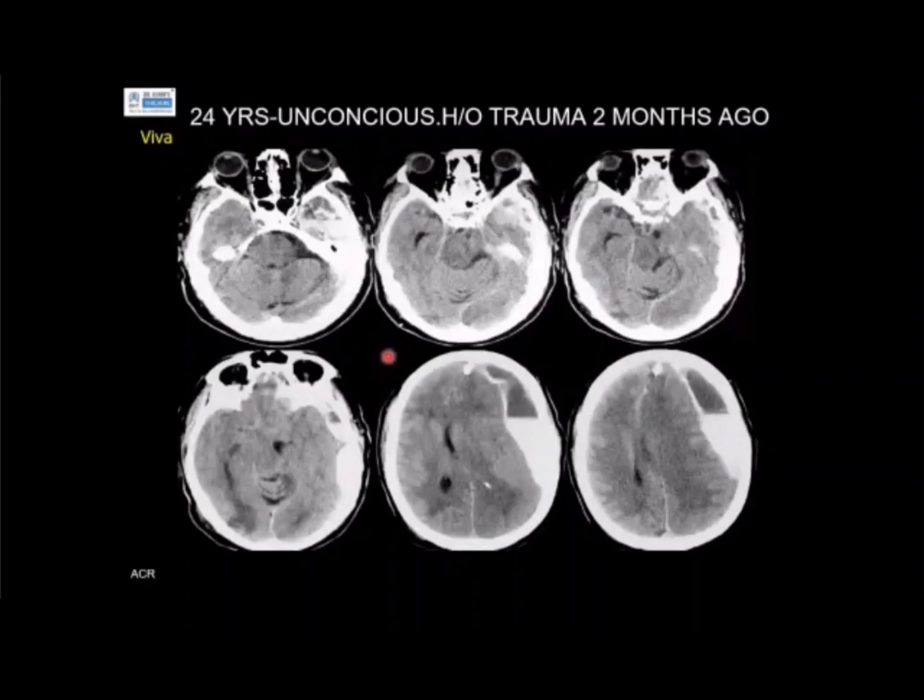I can also see that there is significant mass effect on the left cerebral hemisphere with midline shift to the right. The ipsilateral left lateral ventricle is compressed. There is prominence of the temporal horn on the right side, which denotes hydrocephalus. There is an element of subfalcine herniation.